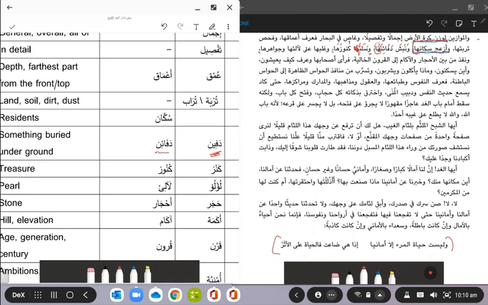But sometimes some verbs, and you know this through the dictionary, we don't have to cover it here, but some verbs can take two maf'ul bihis. All right, and those of you who have studied the more advanced subjects, this is something you would have come across. Some verbs can take two maf'ul bihis, like the verb salaba. Right, salaba can take two maf'ul bihis. So here he's saying wasalabaha kunuzaha.